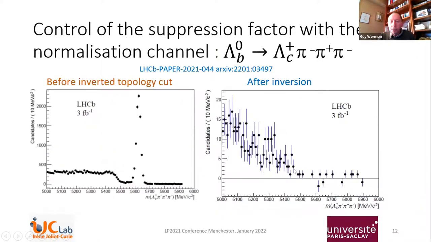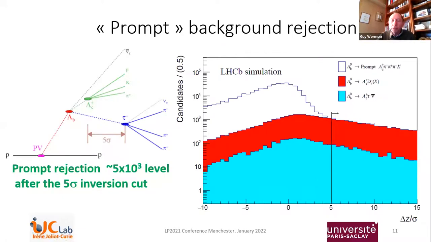So we are left with only two components. In light blue, the signal, and in red, the background from double charm, where the three pions are also carried away from the lambda B vertex by a charm meson. We'll come back to that in a second.